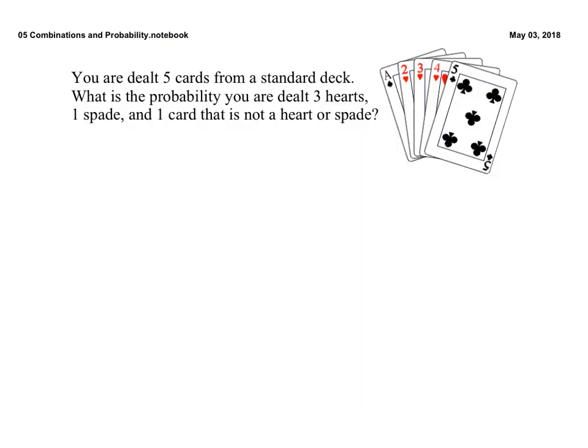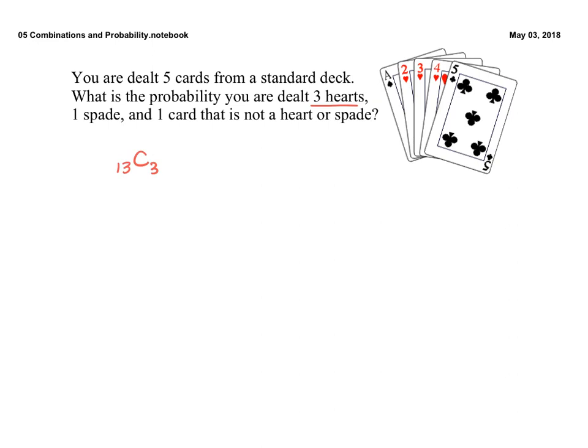So the first question says you're dealt 5 cards from a standard deck. That just means it's out of 52 total cards. What's the probability you're dealt 3 hearts? So this first piece, the 3 hearts, we're going to set up like this. We're going to say there's 13 hearts total and we're choosing 3. Again, this is a combination problem because it doesn't matter what order the hearts are in.